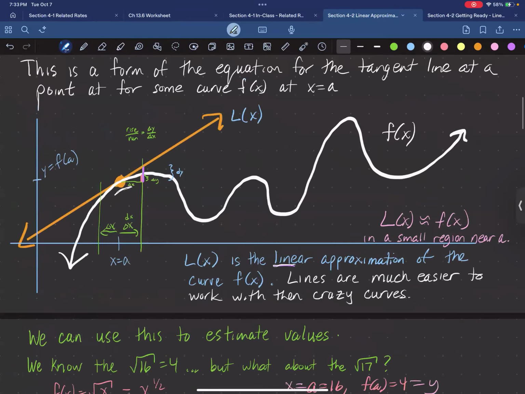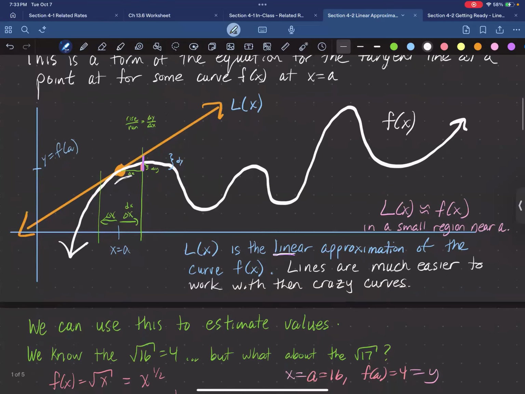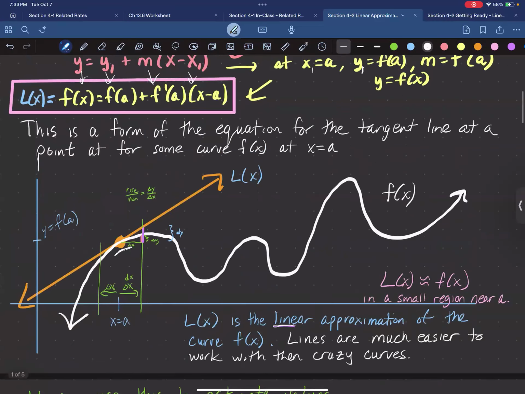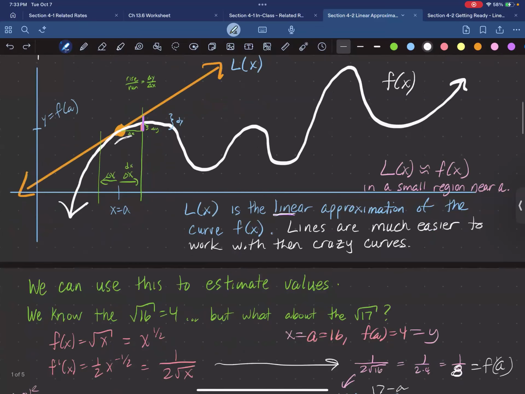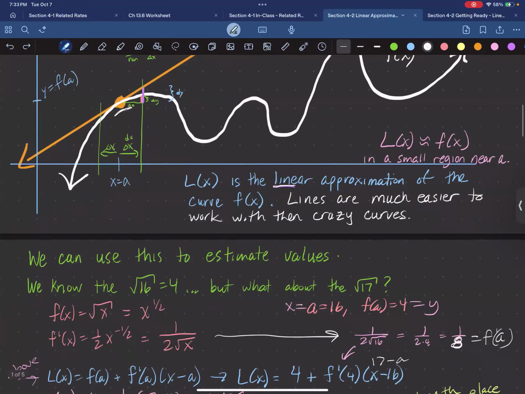So we can use these to estimate values. We know what the square root of 16 is. The square root of 16 is 4. But what do we know about the square root of 14? Well, we're going to come up here and use this equation right here. Let's use that. I have that written here in blue.